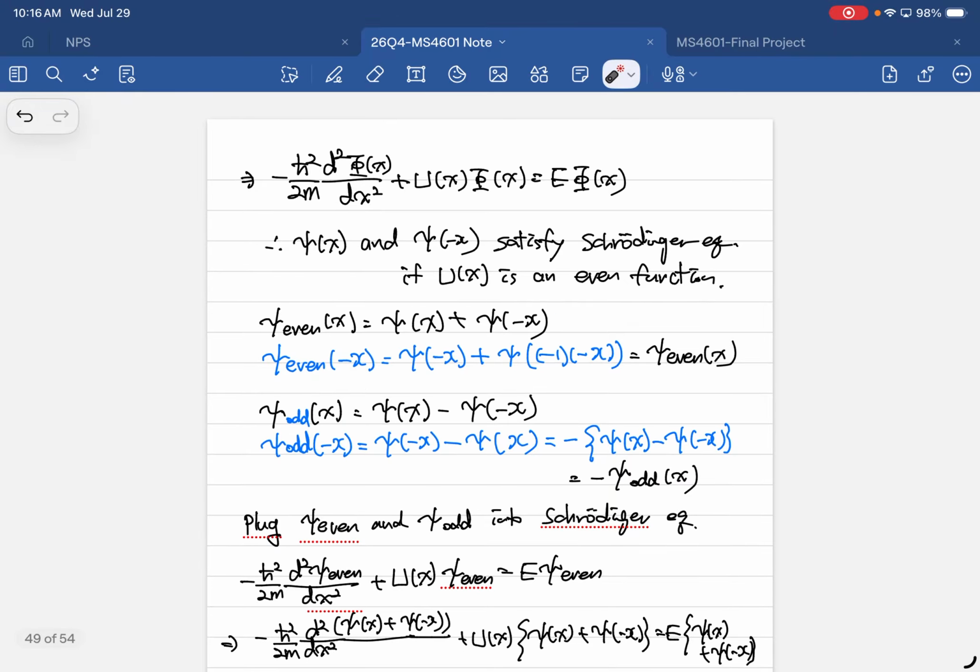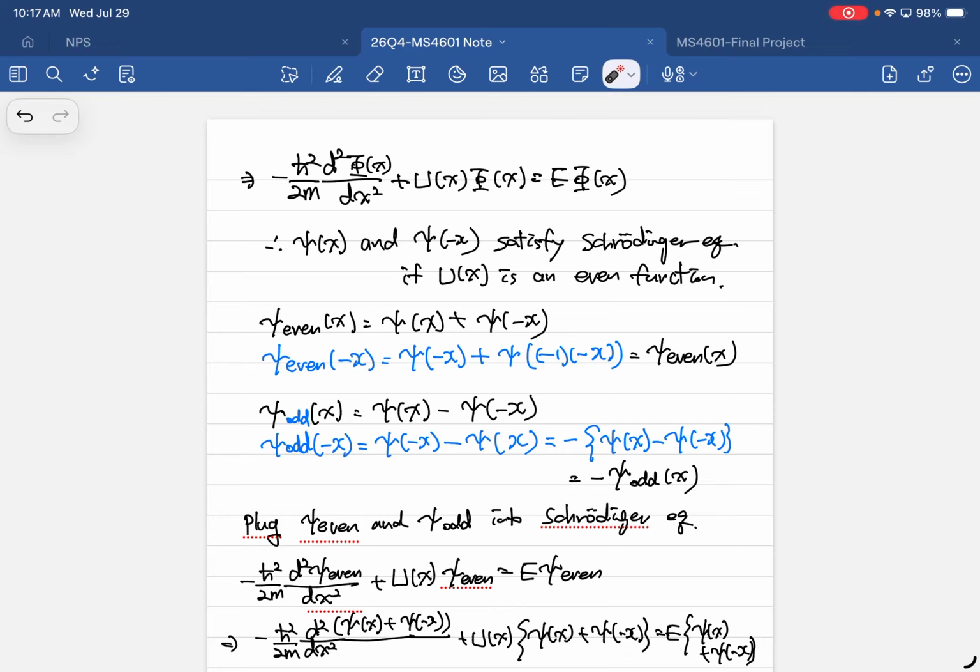So what does it mean? From here, we can actually construct an even function and an odd function using psi of x and psi of negative x, okay? So how are we going to do that? If we just sum up psi of x and psi of negative x, it gives you an even function, okay? Here's a proof, okay? How are we going to prove that this is an even function?